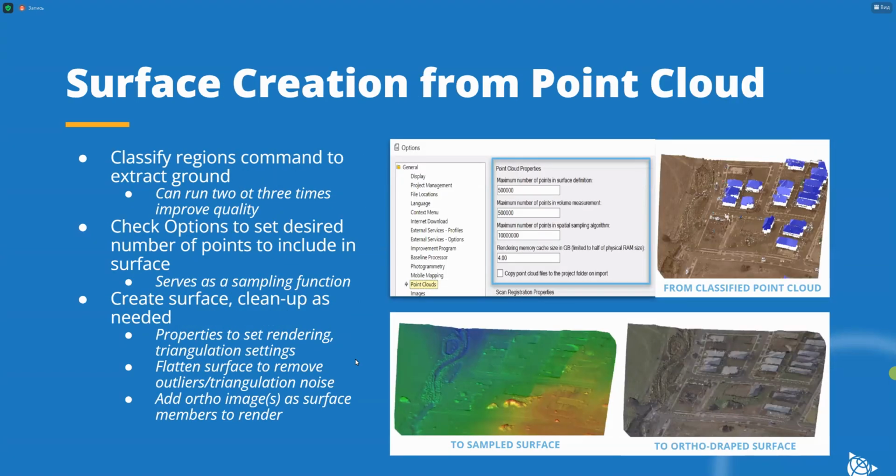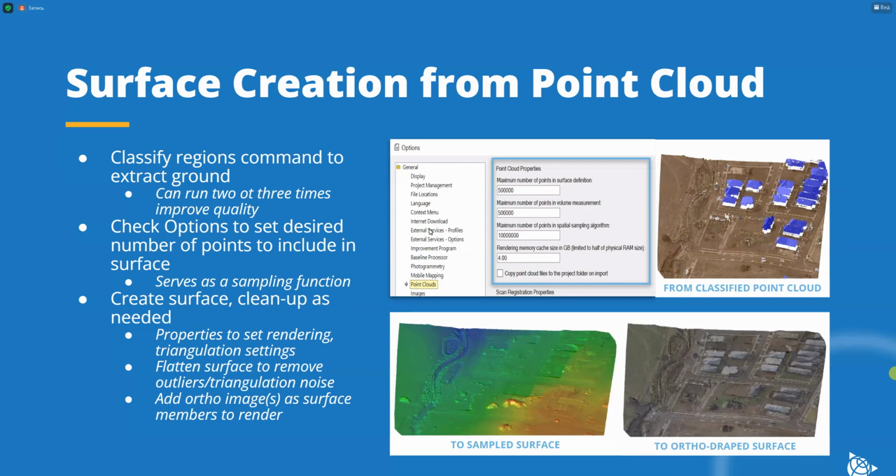If we move on to surface creation from point clouds, it's a little bit different when using point clouds compared to your conventional survey data. Use the classify region commands to extract ground. That is quite handy when you just want to extract the ground. As you can see in this top right picture, the brown is actually just the ground that's been extracted, and the rest of your point cloud is classified into different regions to make it easier to do a ground surface using point cloud data. You can run it a few times if you want to enhance the quality of that point cloud. Check options to set the desired number of points to include in a surface.